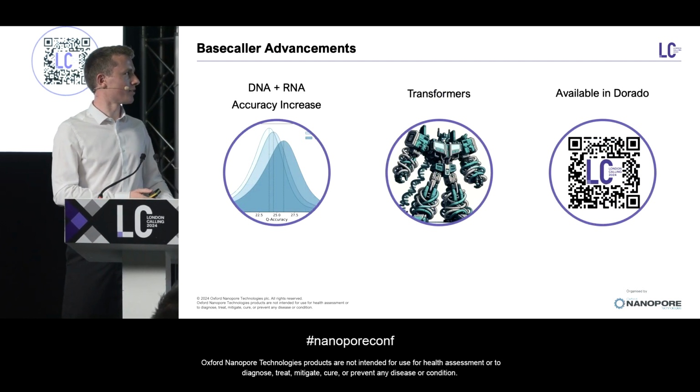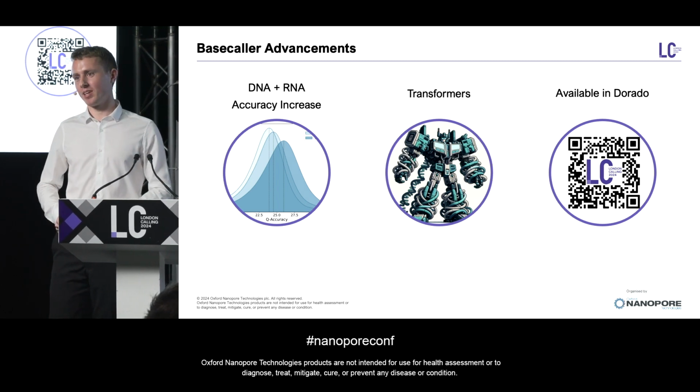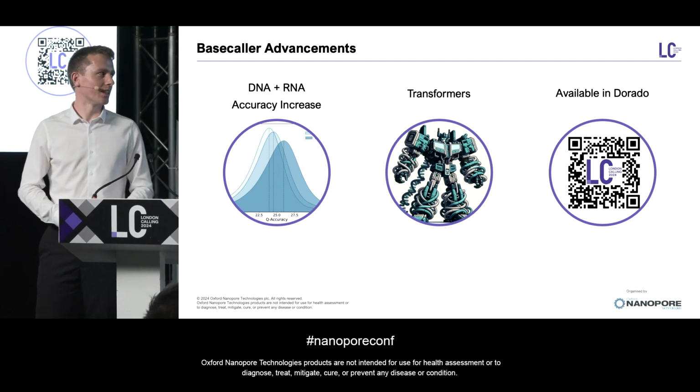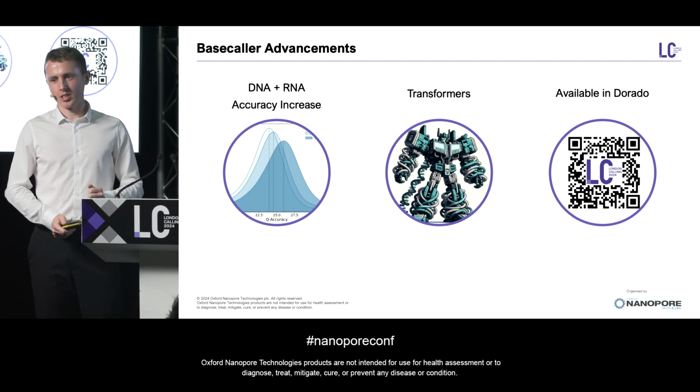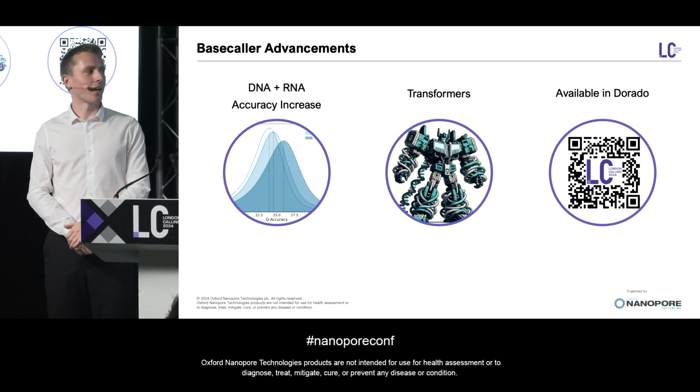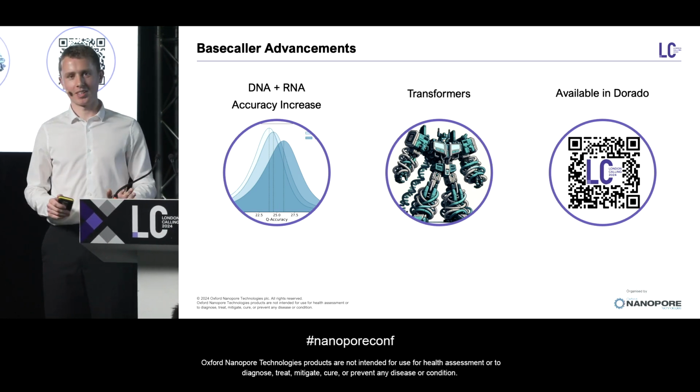Okay, so to summarize, we've seen big increases in DNA accuracy, a huge increase in RNA accuracy. Our SUP architecture is switched to transformers, and all of this is available in Dorado now.